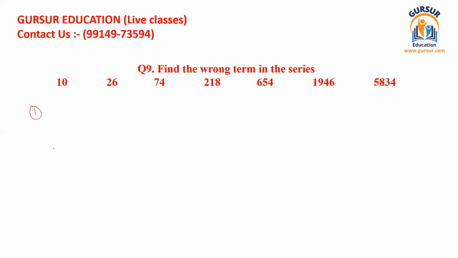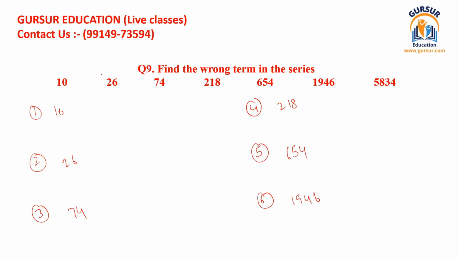I'm just again writing here in my way. I'm writing here first, second, third, fourth, and fifth, so that I'm writing here the description of all the items. So I'm writing here 10, then here is 26, then there is 74, then there is 218, then there is 654, then there is 1946, and we see what is the wrong.